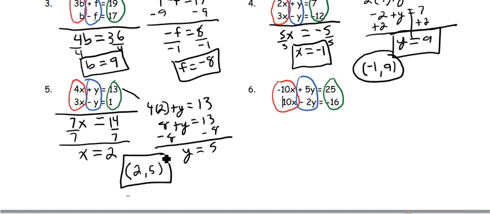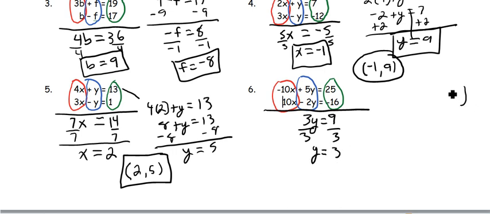Make sure, please, that you box in your answers when you're doing your assignment. All right. Now this can also happen. See, our x's cancel out. -10x plus 10x cancels out. 5y minus 2y gives me 3y. 25 minus 16 gives me 9. Divide by our coefficient. Y equals 3.